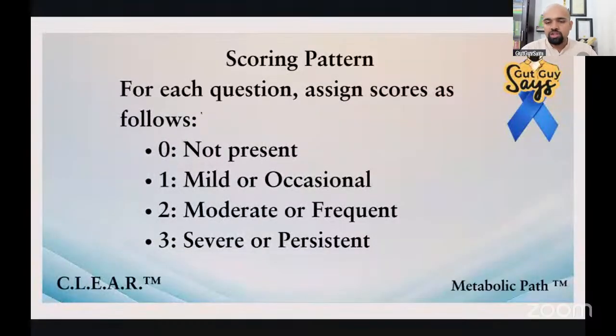For each question, assign score as follows: 0 not present, 1 mild or occasional, 2 moderate or frequent, 3 severe or persistent. The first question, you don't have to write down the question, you just have to write the scores. If you have doubts at any point, just check the chat box. I'm putting the scoring mechanism there. The scoring pattern, I've put it in the chat box. So here you go.